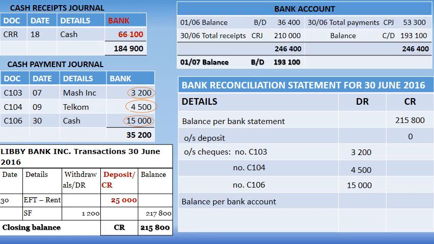Then the concluding entry on the bank reconciliation will always be the adjusted bank balance, which was calculated as a favorable balance in the bank account after we've compared the entries of the cash journals. And the amount that was calculated as a closing balance was a debit of 193,100. In conclusion, the two sides, that is the debit and the credit column, should balance off.